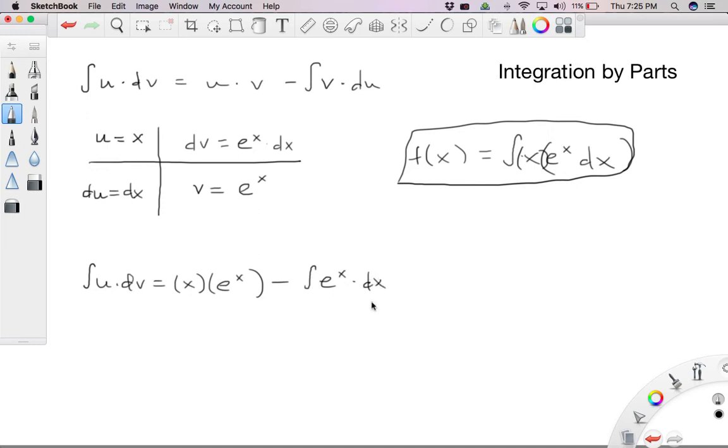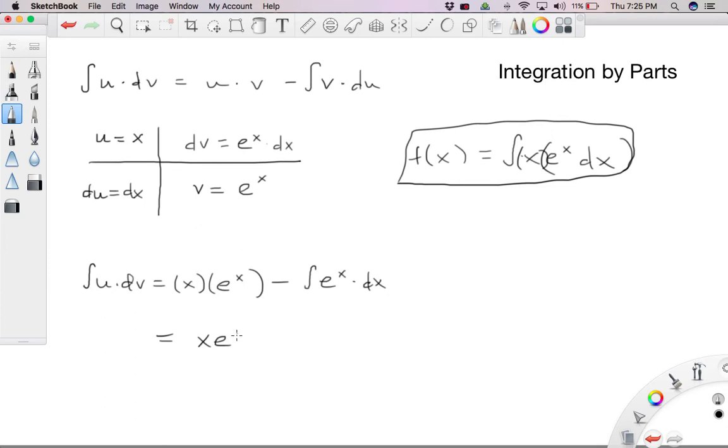Okay, so it actually looks a little bit more complicated. There's more terms, but in fact the integral over here on the right hand side is quite a bit simpler than the original one that we had. Okay, so I'm just going to simplify this a little bit.